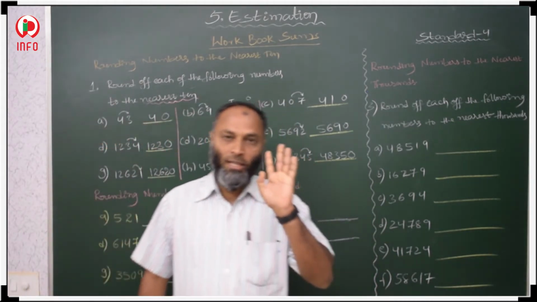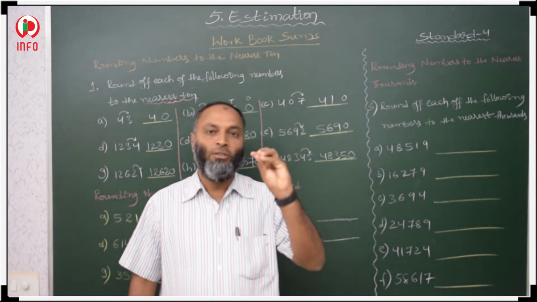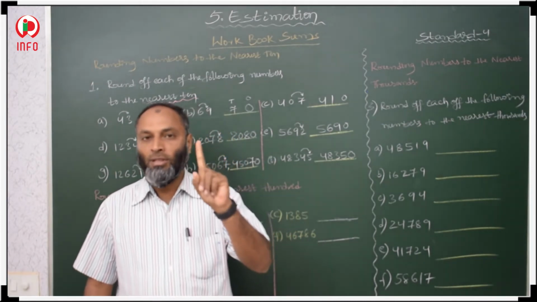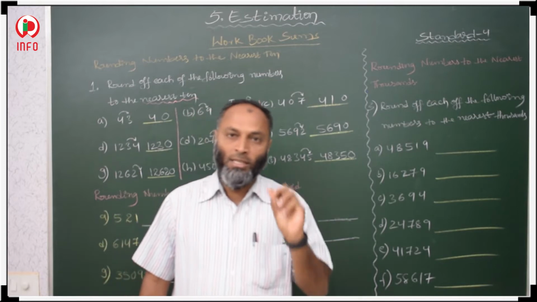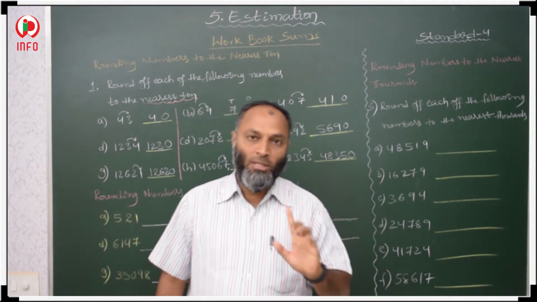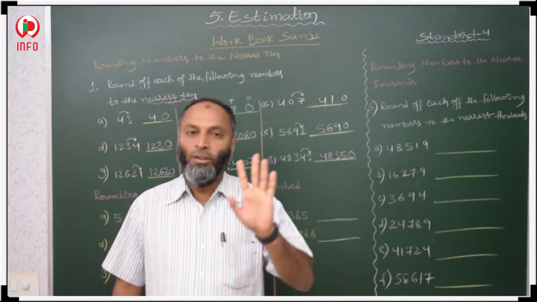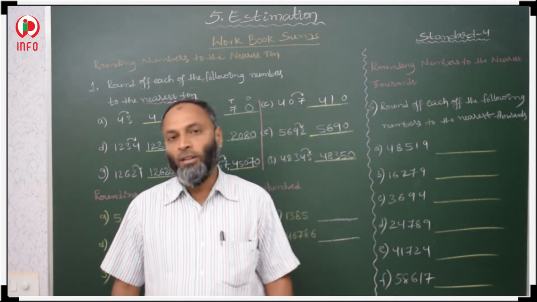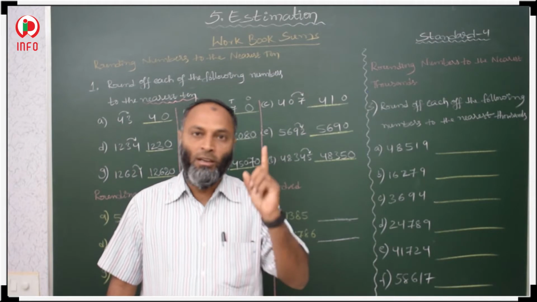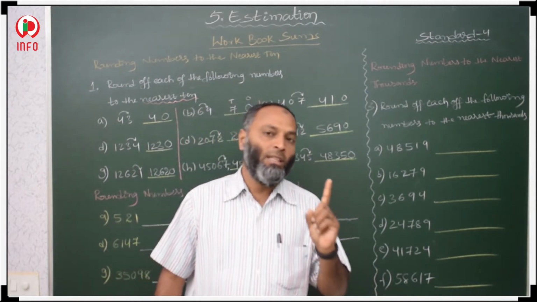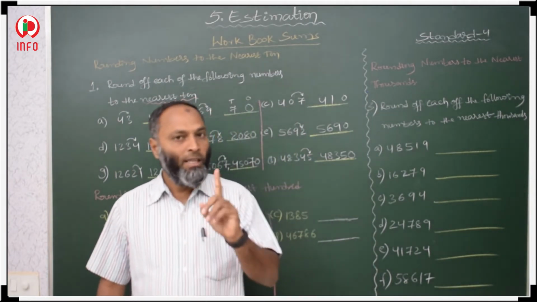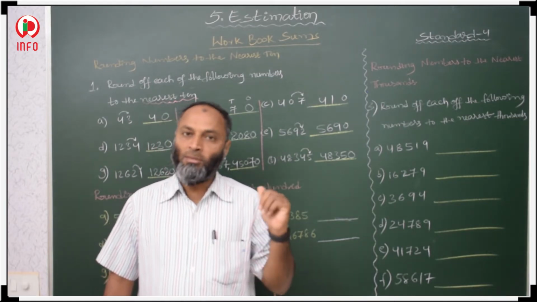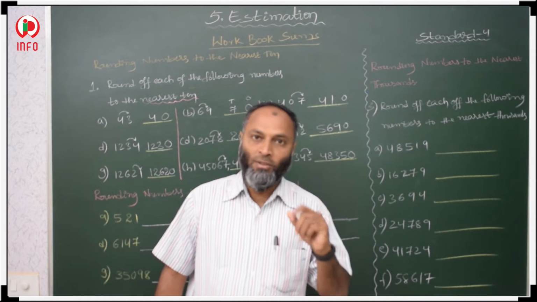Nearest tens, once again listen here: how to make nearest to 10. Remember 2 things. First, when he asks nearest to tens, keep 0 in the ones place. No doubt, you have to keep 0 in the ones place. Then after that, you have to check what is given in the ones place in the given number. Either it is 5 or greater than 5, you have to add plus 1 to the tens place.